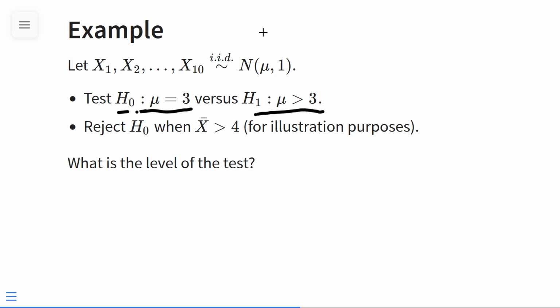And for illustration purposes, I'm going to tell you the decision rule, or the rejection rule, which is that we're going to reject the null hypothesis when the sample mean x bar is greater than 4. This is not how you would typically do that. You wouldn't decide this ahead of time. You would actually work from the level of the test to figure out the decision rule. But for this example, we're going to assume that we know the decision rule and then use that to compute the level of the test. So if we reject when the sample mean is greater than 4, what is the probability that we would make a type 1 error if the null hypothesis is true?